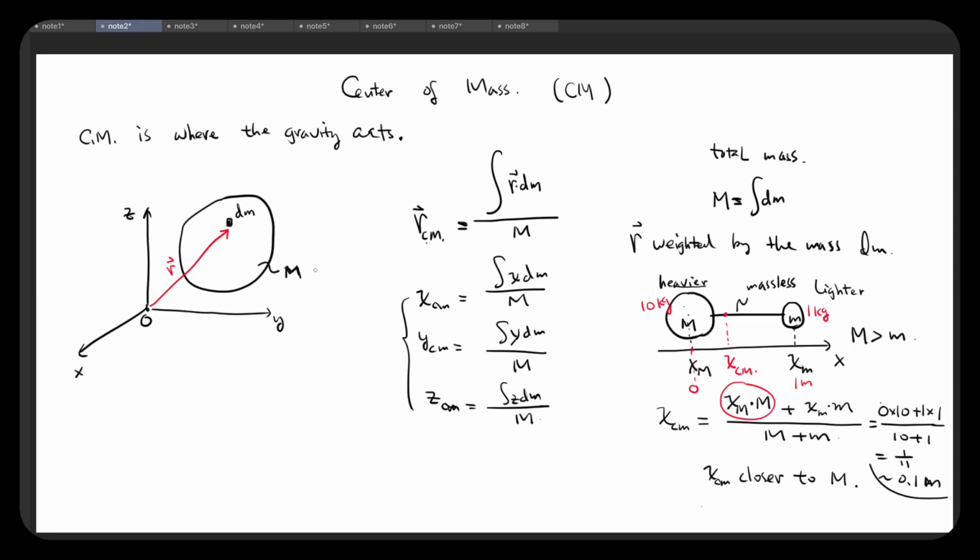That's a simple numerical example, and it describes a so-called discrete mass system. But we can already see the importance of the mass distribution. The center of mass is determined by the mass distribution. For a given total mass, if you distribute the mass differently, you will get a different center of mass.